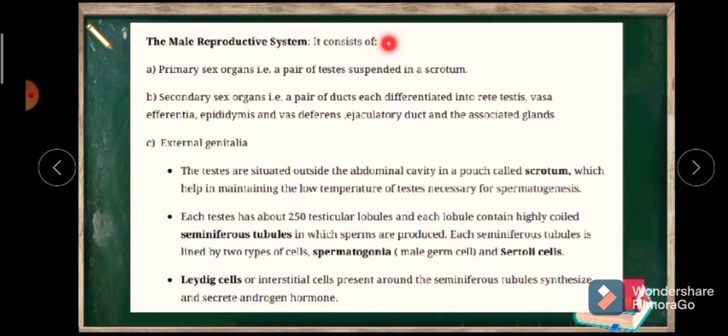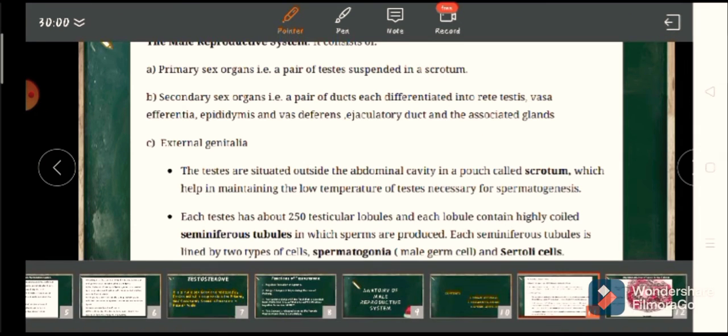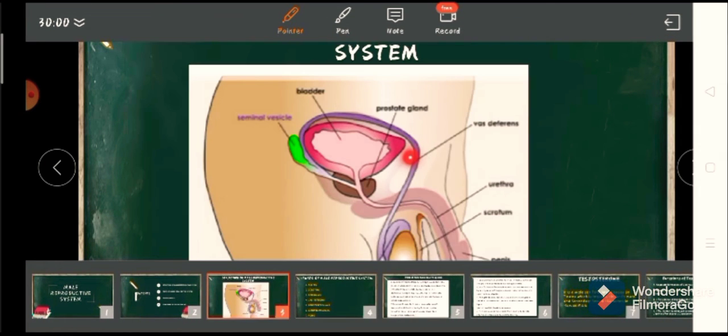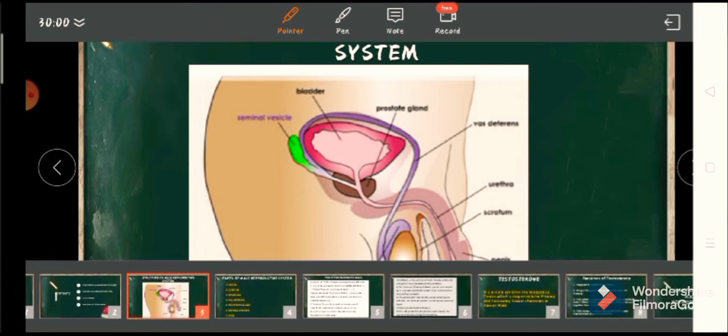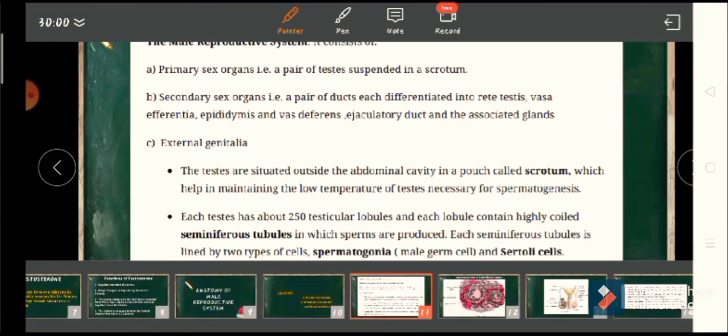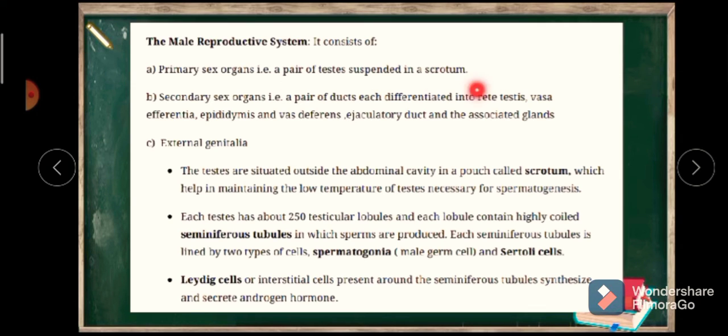The male reproductive system consists of the primary sex organ, which, as all of you know, is a pair of testes suspended in a scrotum. In our last class, we already discussed the meaning of scrotum: it is the scrotal sacs. If you see this diagram, the testes are present inside the scrotal sacs. This is the scrotum, and the pair of testes inside the scrotum is called the primary sex organ. Is it clear?